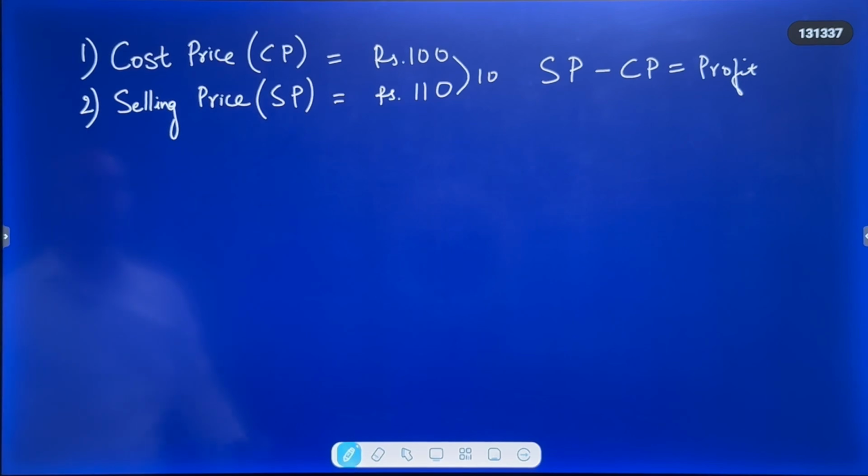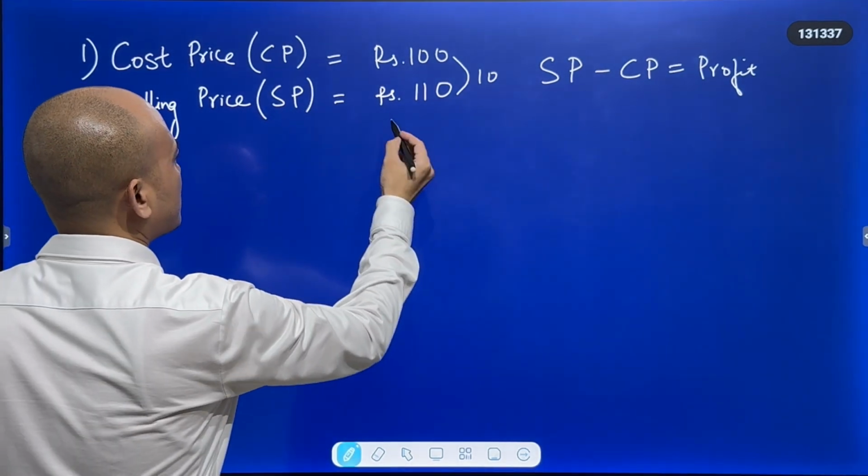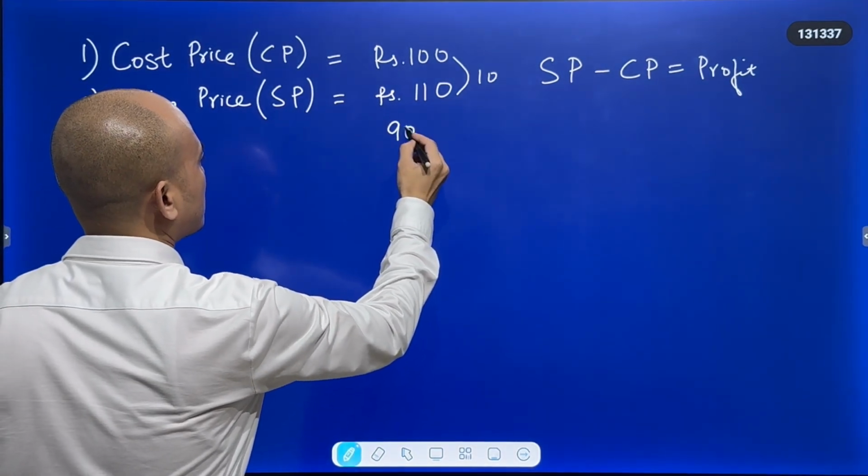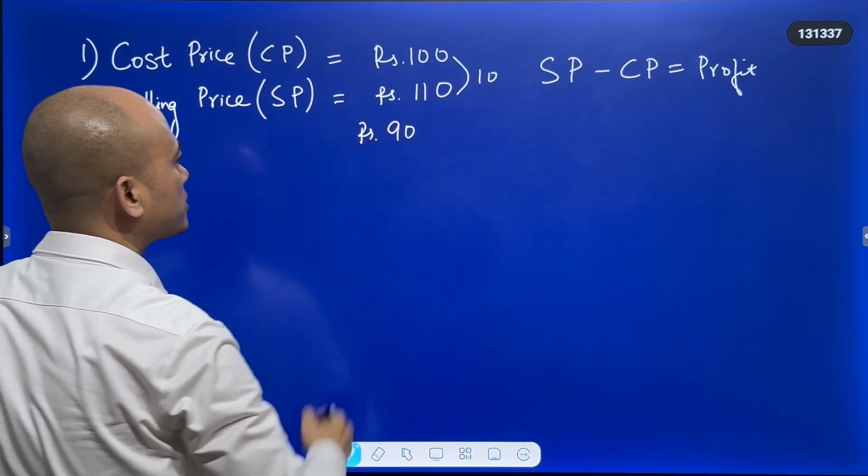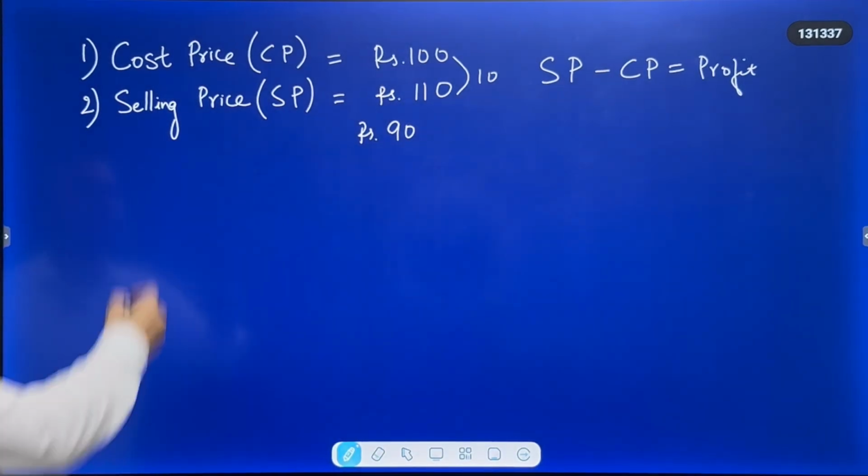Now what if I sell at 90 rupees? I bought at 100 rupees.